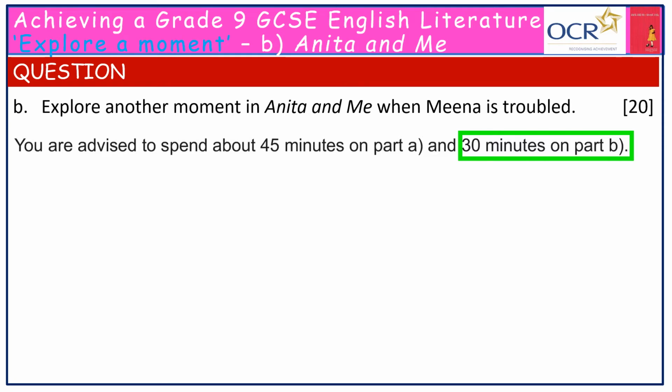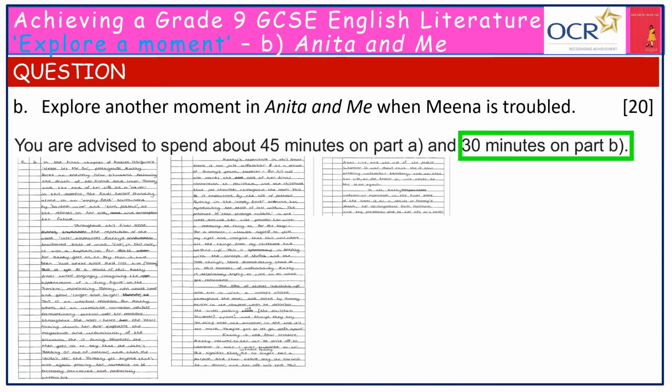OCR provide exemplar candidate work for this paper. Just type the phrase into Google and you will find it. And in the booklet from the summer of 2017, a candidate achieving full marks to this question, albeit writing about Ishiguro's Never Let Me Go rather than Syal's Anita and Me, wrote around 500 words, which came out as 2¼ sides of A4.